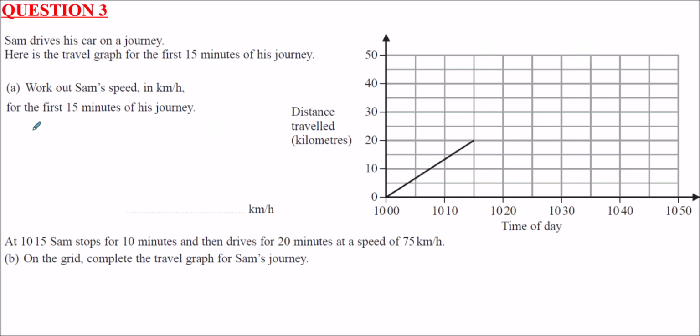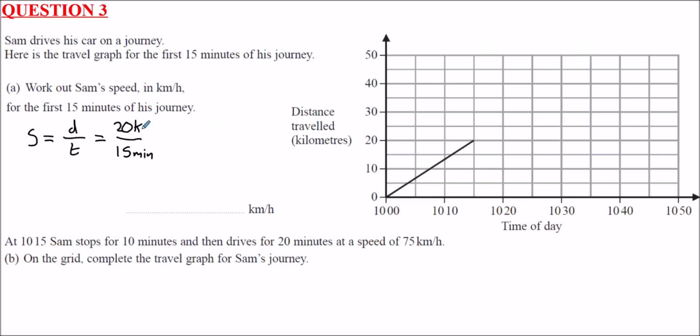Well, the speed is the distance travelled divided by the time taken. So the time taken is obviously 15 minutes. I'm going to call that 15 minutes. And the distance, well, we can see here, in the first 15 minutes, he's covered 20 kilometres.